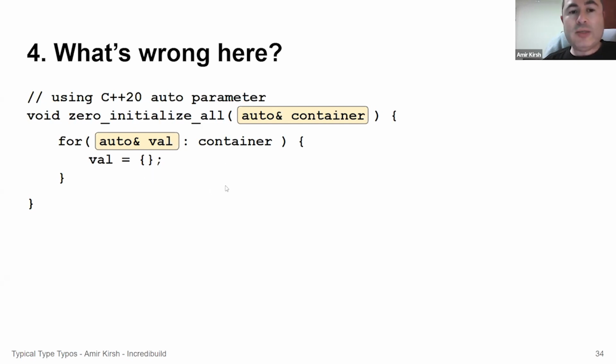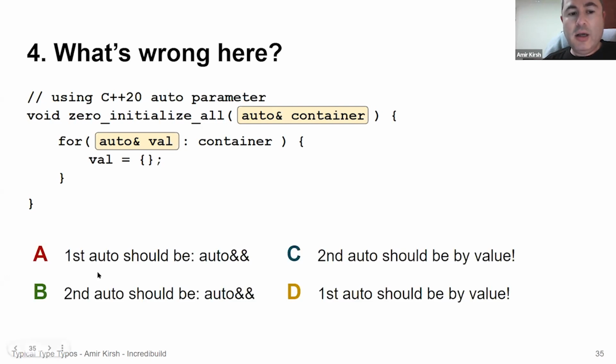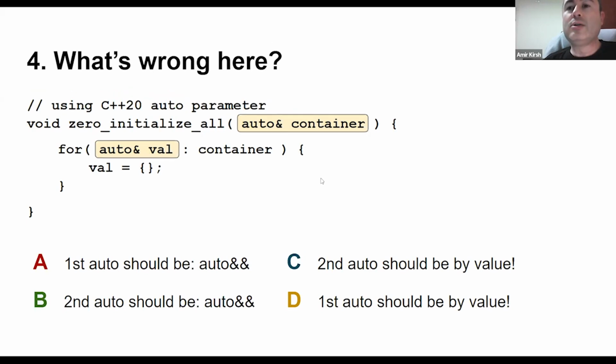And the question is, what is wrong with this loop? The answers are: A, the first auto should be auto ref ref. Or B, the second auto should be auto ref ref. Or C, both. Second auto should be by value, sorry. And D says that the first auto should be by value. What do you say? What is the problem and what is the fix? Let's go for that. It's quite complex here. One of the autos is not right. Which one of them, and how should it be fixed?